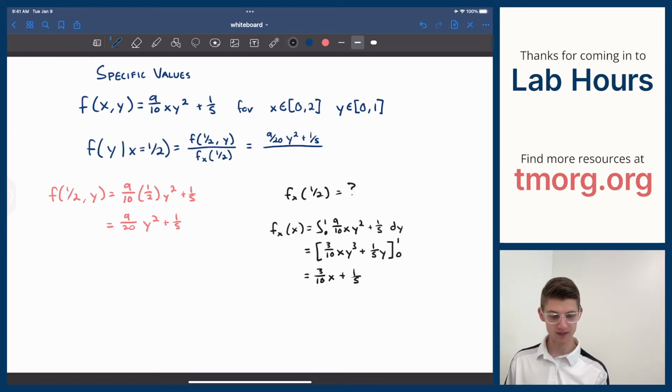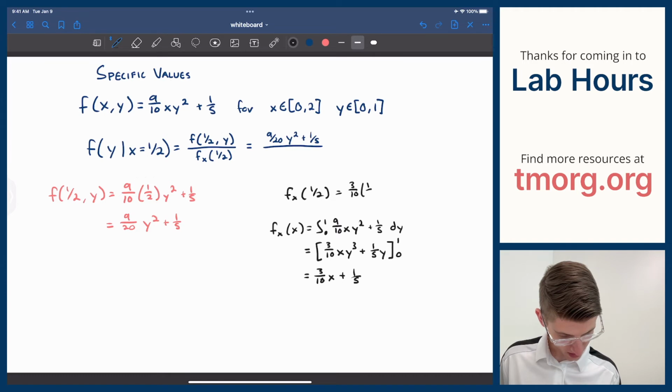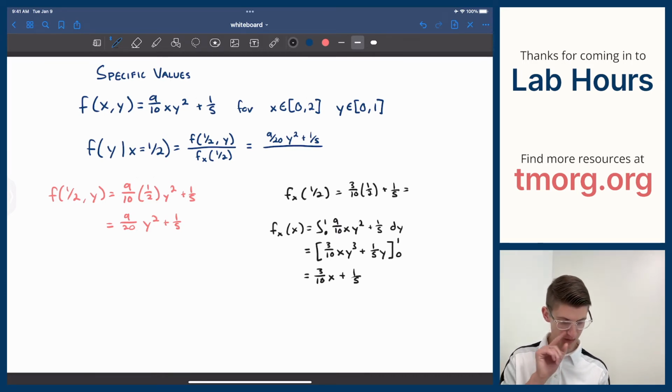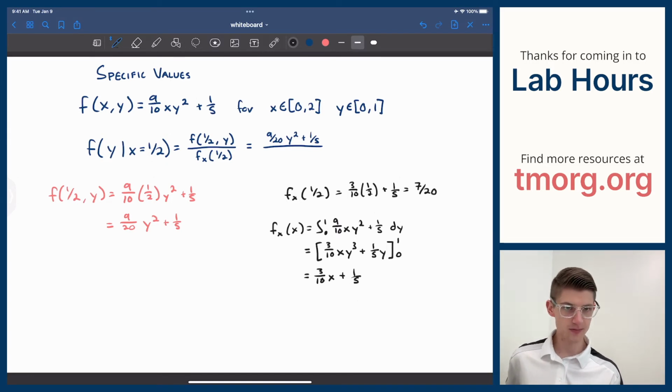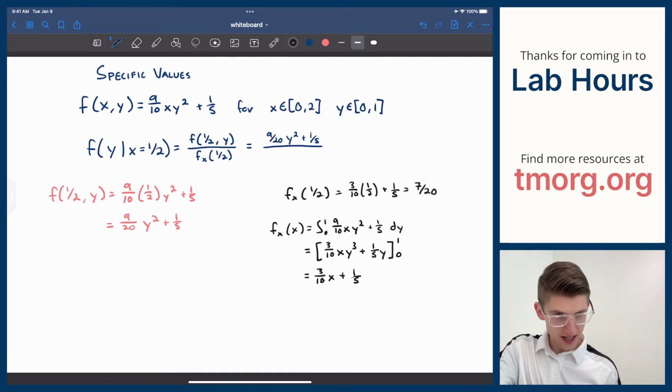Super nice, super simple. So what is f_X of 1/2? Well, now that I have f_X, I can just plug it in. It's 3/10 times 1/2 plus 1/5, which is going to be equal to 3/20 plus 1/5, or 3/20 plus 4/20, which is equal to 7/20, right? And if you're following along on paper, you can go ahead and check that as well if you'd like. So f_X of 1/2 here down on the bottom is going to give me 7/20. Right? f_X of 1/2 is 7/20.